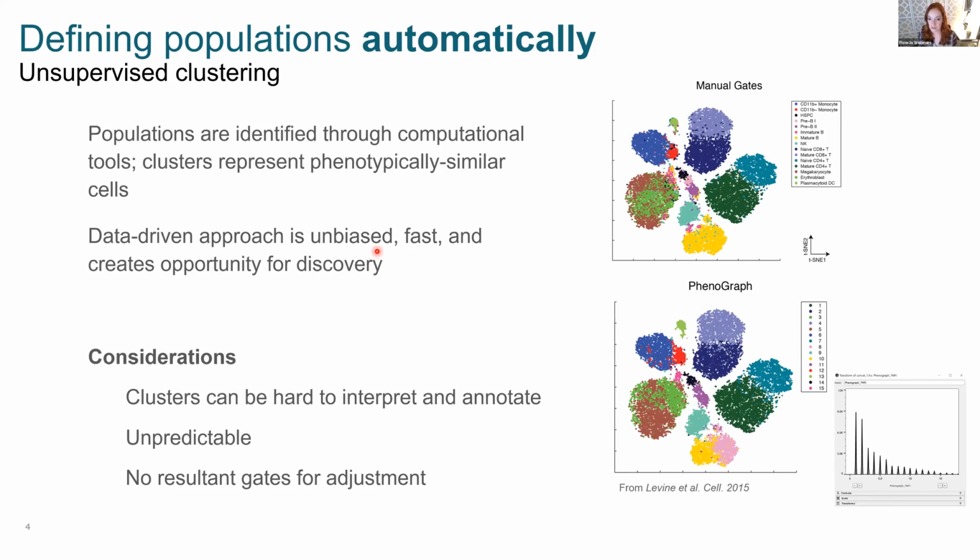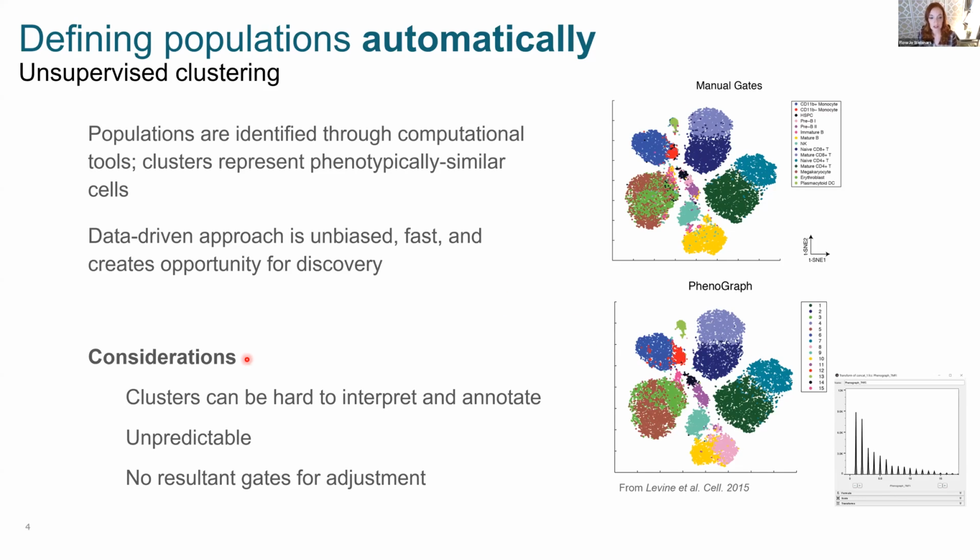And so it can be an unbiased and fast way to create an opportunity for discovery, right? It gives you an opportunity to not only quickly find populations you already knew about, but also maybe find populations you hadn't thought of, combinations of phenotypes that you are unaware of, and you can reveal that in your data by just letting the data drive the identification of those populations rather than you taking a manual gating approach.